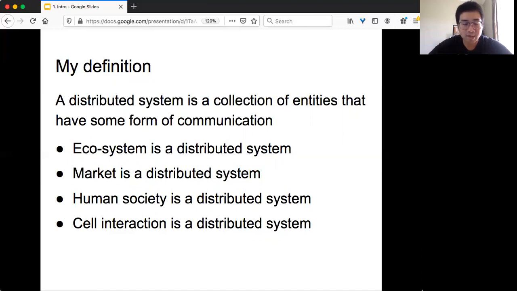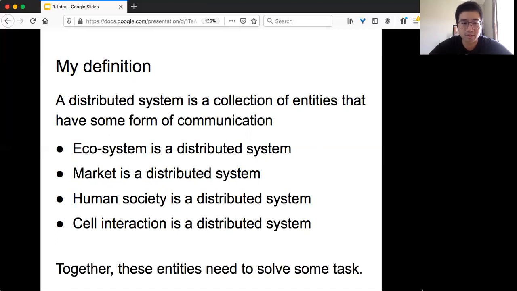But like Michael's definition, I also want them to have some form of communication. So if you think about this, our biological ecosystem actually is a distributed system. The market we are having, our society, and cell interaction, these are all distributed systems. So actually what I want to say is that distributed system or distributed computing in general is not just a man-made system. It's not just an engineering system. Our nature, our organic interaction is all part of the distributed system.